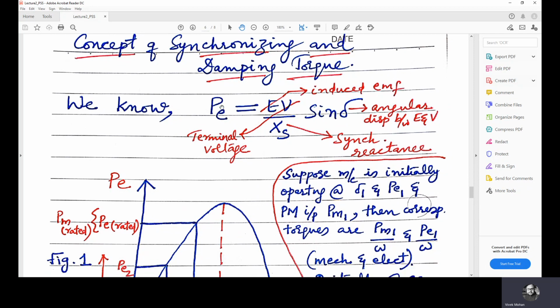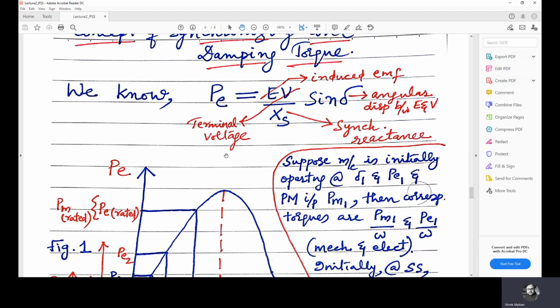We know that the electrical power output of the synchronous machine is equal to E times V by Xs times sine del, where del is the angular displacement between E and V. The power angle del was discussed in the previous lecture. Please go through that lecture. And E is the induced EMF and V is the terminal voltage.